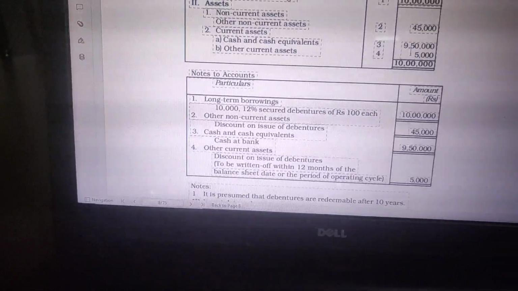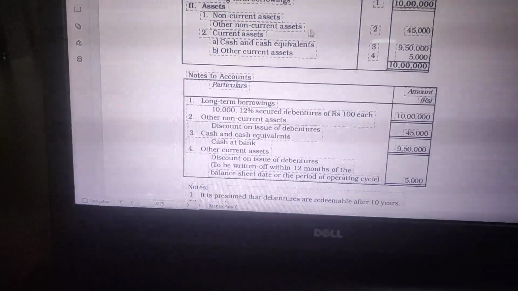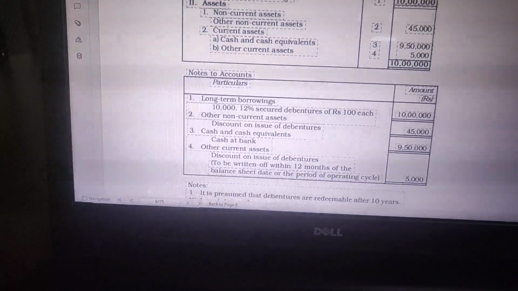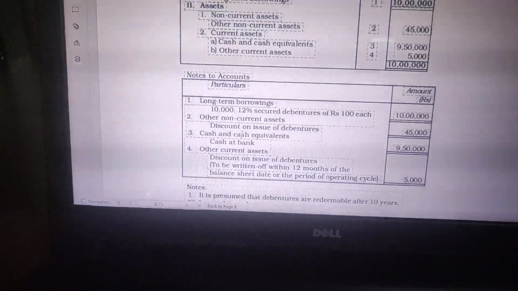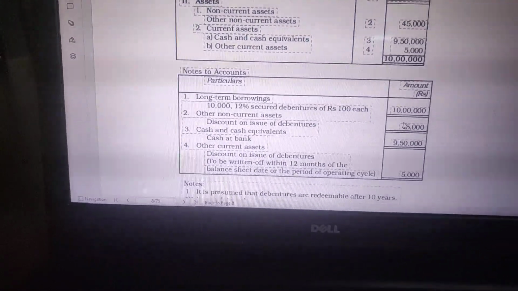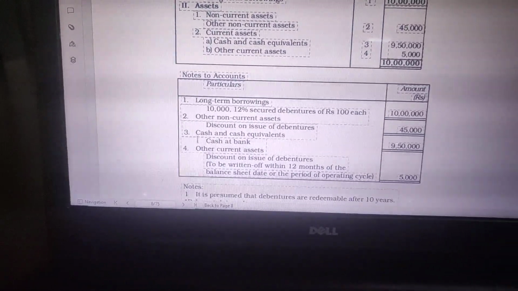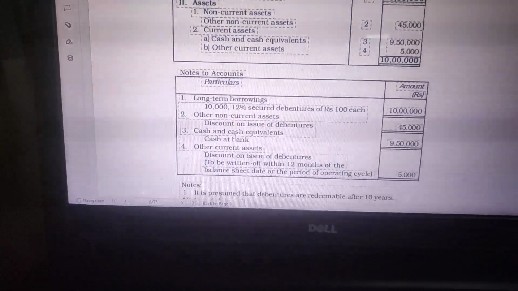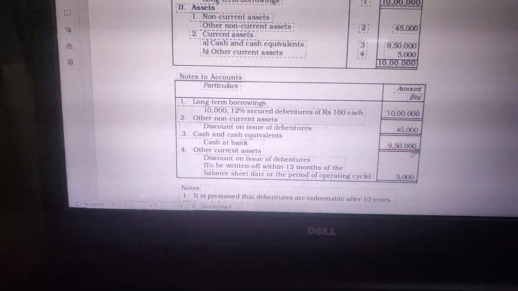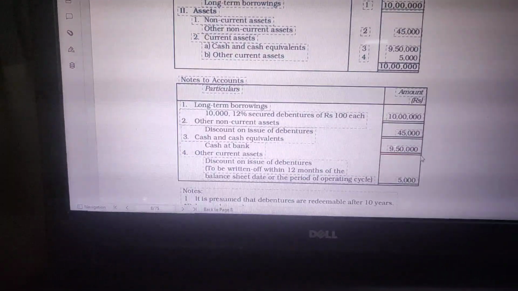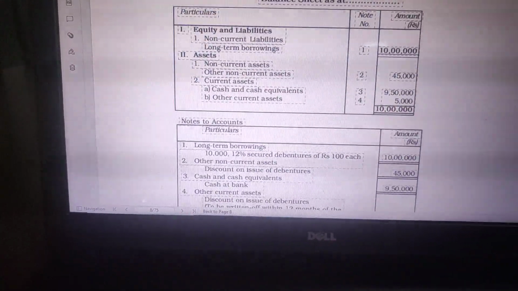The second portion we have already discussed, that is the 45,000 amount. Then the third item is cash and cash equivalents. That will be cash at the bank. The amount will be 9,50,000, by reducing the discount amount, or by adding the whole application amount and allotment amount received.